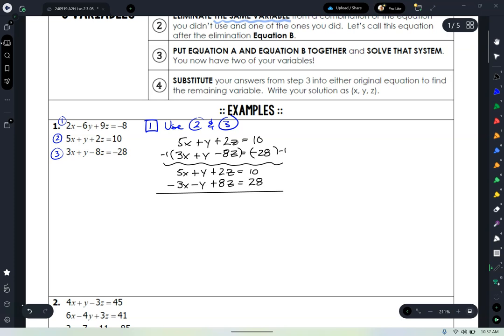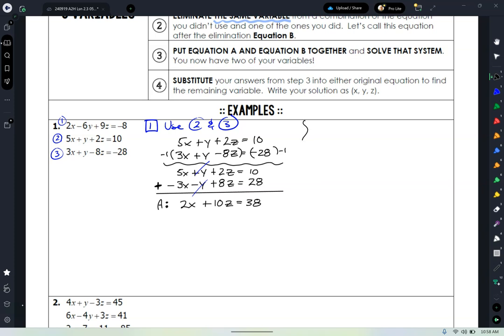Okay, we're going to turn this into one big addition problem. Of course, our y terms are going to eliminate, which was the goal. We'll call this equation A, which is going to be 2x plus 10z is equal to 38. So we've eliminated one variable from equation 2 and equation 3, and we've gotten the rest of those terms crunched together into one new equation. Make sense? Okay. All right. Let's do a little divider here.